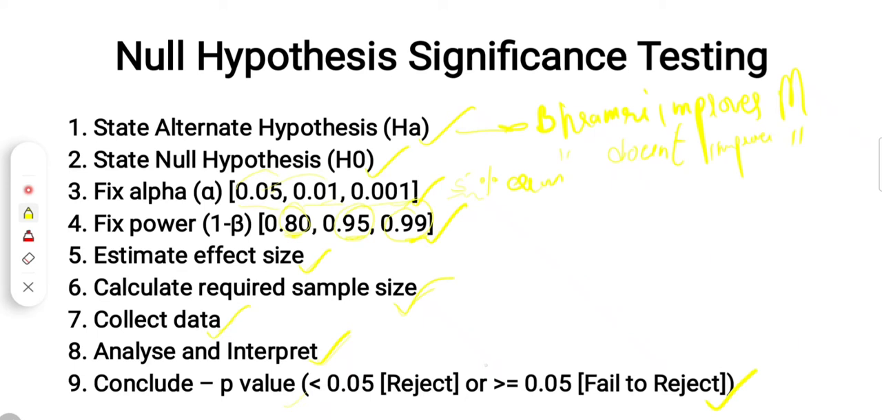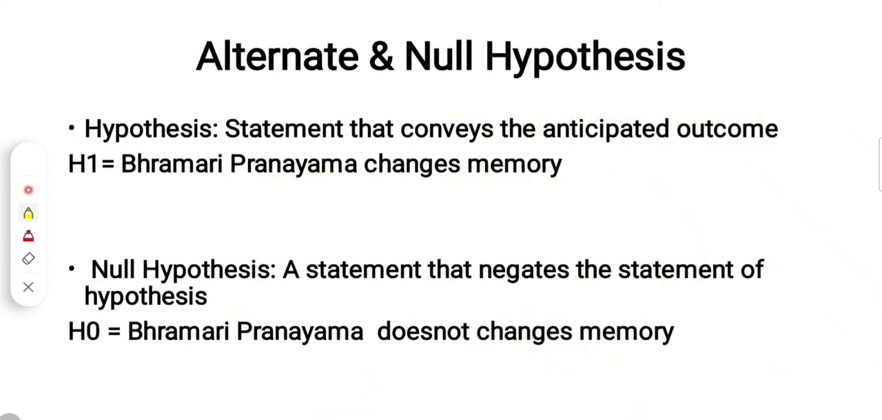Conclude means we say either we accept the null hypothesis or we reject. Accept here is called fail to reject. Okay, coming to next, talking about hypothesis and null hypothesis.